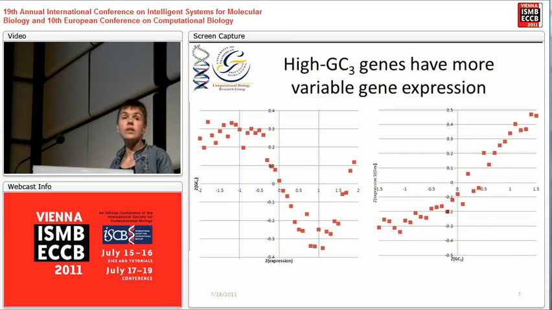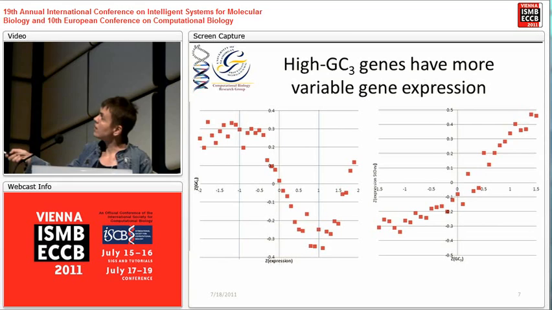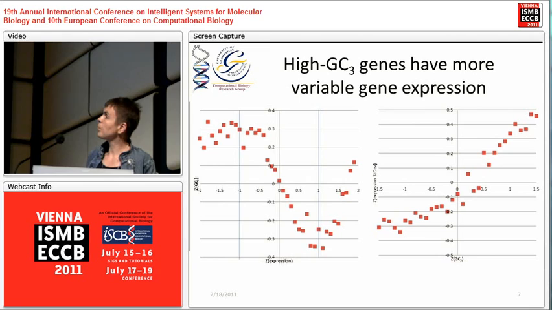So what we observed, if we plotted GC3 as a function of average expression, is that if average expression is way below the average, GC3 tends to be higher. If you get between plus minus one standard deviation around the average expression, you get a negative trend. And if you get above one standard deviation, the trend becomes positive. So you clearly see different classes of genes.